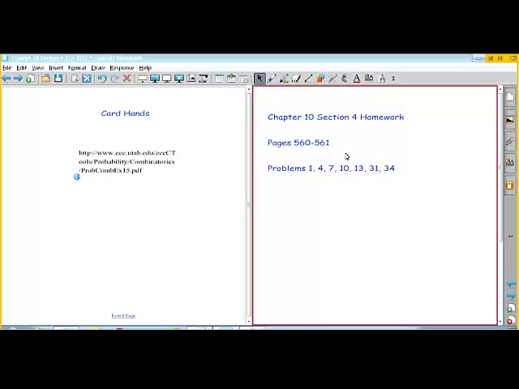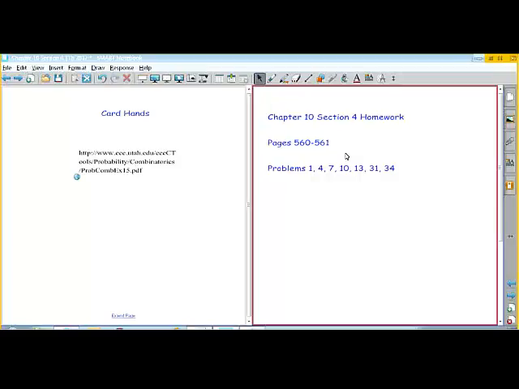Okay, so there's the assignment for Section 4. It's not huge because it's a lot of the same kind of problems that we did in Section 3. You don't have to use Pascal's triangle. What you're responsible for is knowing how to generate Pascal's triangle.